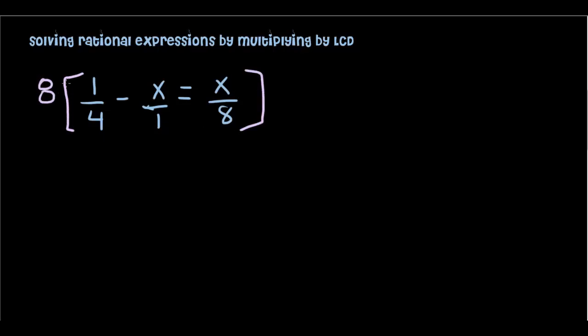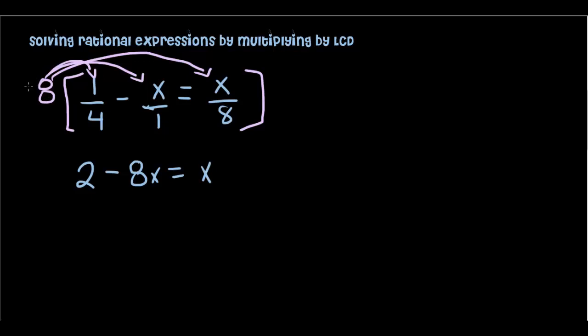Everything. So this is going to be multiplied by this one, by this one, and this one by this other one. So we're going to distribute it. If I multiply 8 times 1 over 4, it's the same as 8 over 4, which is 2, minus 8 times x is 8x, equals 8 times x over 8, which is just x, because the 8 over 8 cancels out.